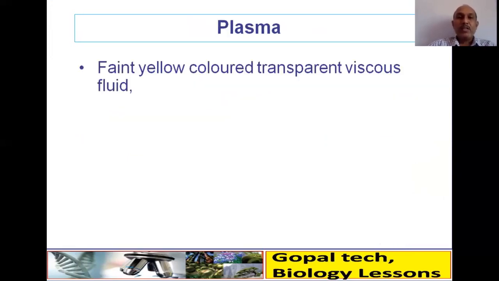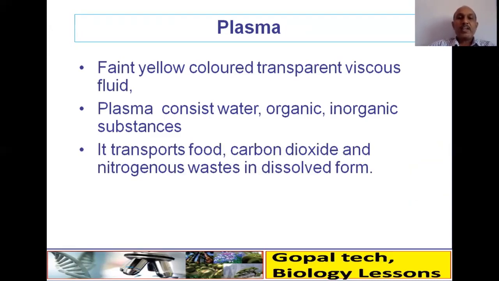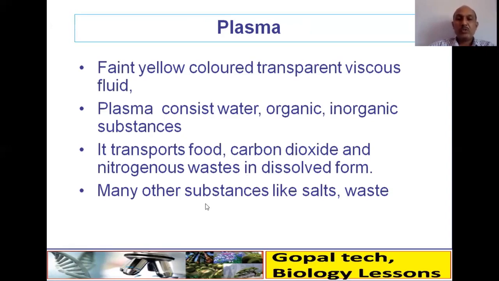Blood plasma is a faint yellow colored transparent viscous fluid. Plasma consists of water, organic and inorganic substances. It transports the food, carbon dioxide, and nitrogenous waste in a dissolved form. Many other substances like salt and waste also get transported through the plasma.